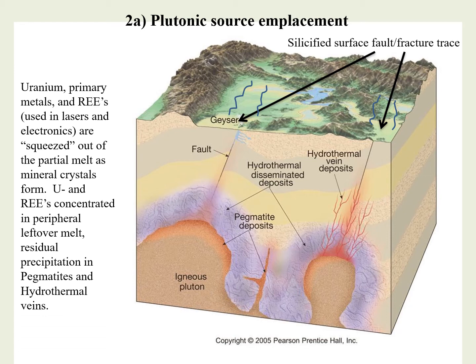As minerals crystallize, uranium and other large diameter molecules get squeezed out of the mix, much the same way as in the mantle. The metals get concentrated into more distal parts of the pluton as pegmatites, or in places where heated and enriched groundwater interacts with the surrounding rock.